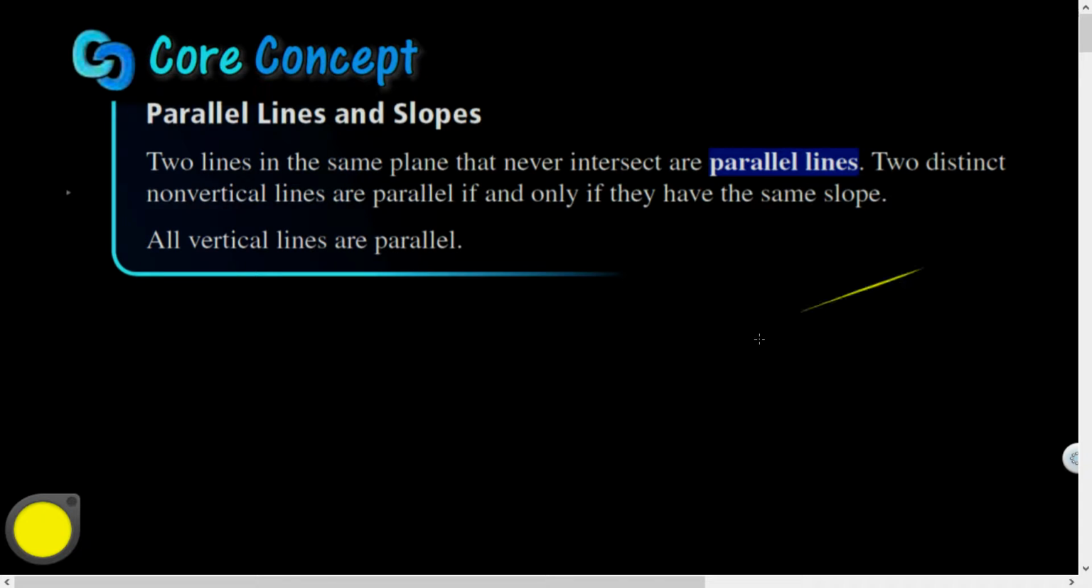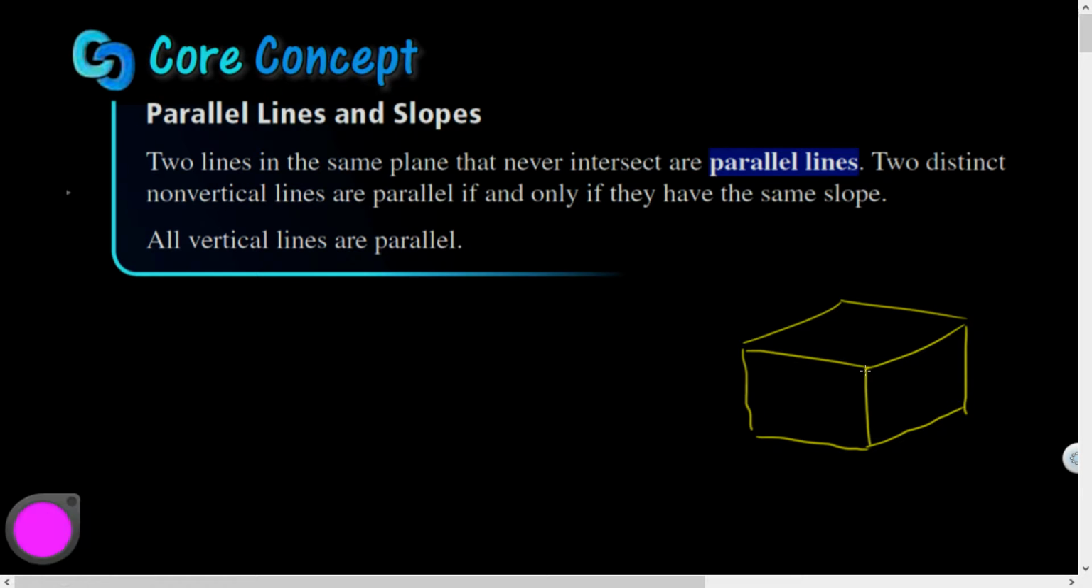Two lines in the same plane that never intersect are called parallel lines. By the way, imagine if I draw a box. Look at how good your imagination is. It is possible that this purple line and this purple line are parallel to each other. But it is possible to have two lines that never intersect that are in different planes. They are called skew lines. This line and those purple lines would never intersect, but they're definitely not parallel to each other.